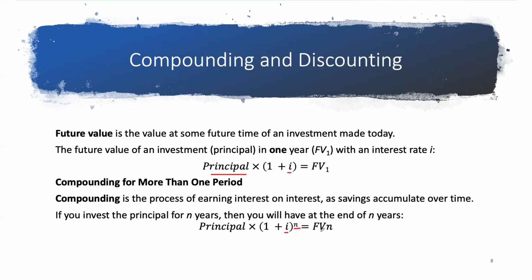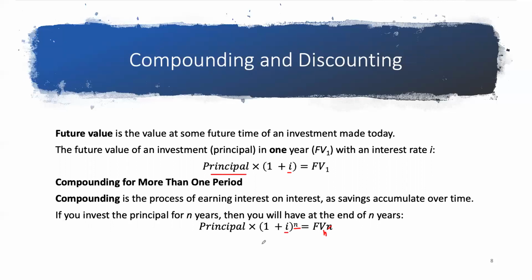Then the future value at the end of n years, this needs to be the subscript. So the future value at the end of n years is going to be the principal times 1 plus I raised to n. Okay, so there is a good place to stop and think about where this formula comes from. So the formula comes from the fact that your interest is also getting compounded.